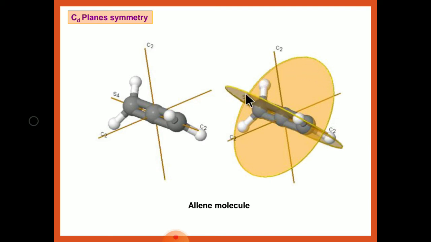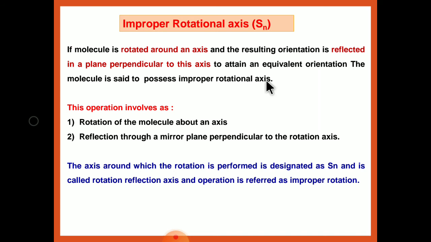See, this is the circular plane shown here, which is passing in between the two consecutive C2 axes, and this other plane is passing through these two C2 axes. So in this way two dihedral planes are present in the allene molecule. So this is all about the plane of symmetry.